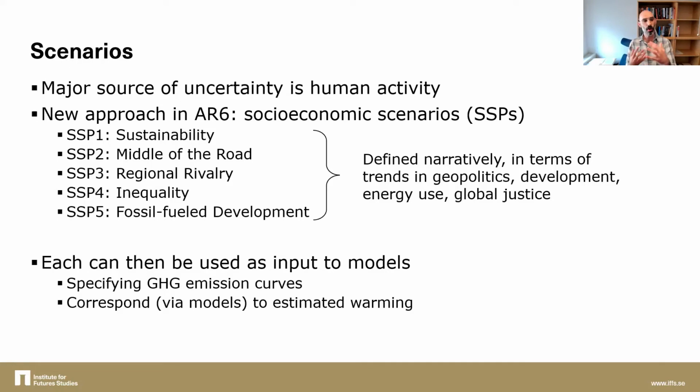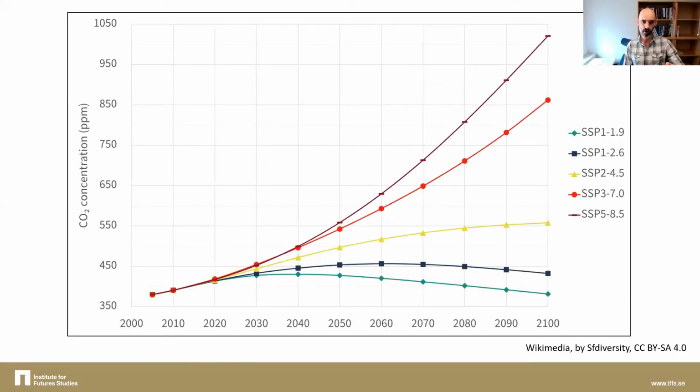They then correspond to specifying these greenhouse gas emissions curves, which means that the climate physicists can use them to initiate the models. So each one of them begins with a story about what will happen in society and ends with just a curve, like here are a few curves. This is CO2 concentrations in the atmosphere over the next 100 years under a bunch of these different scenarios. So this is all the physicists care about.